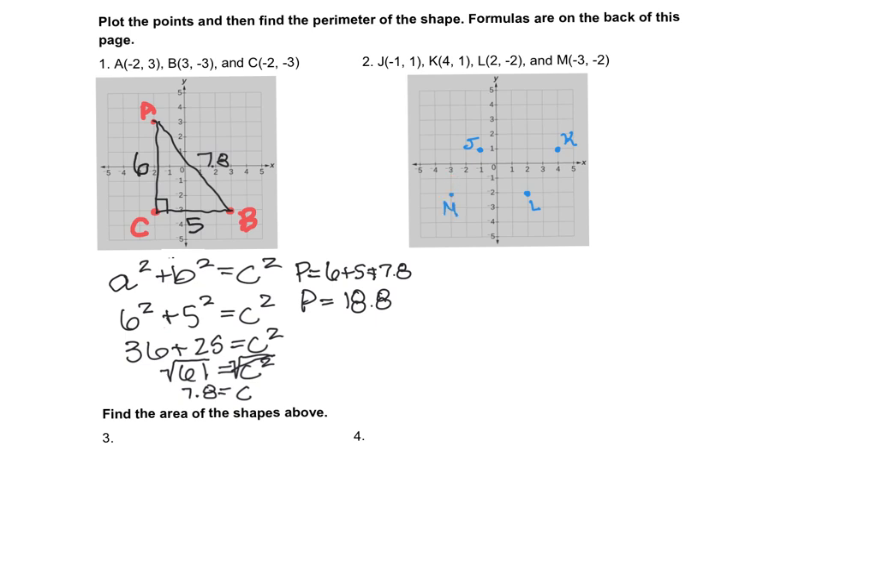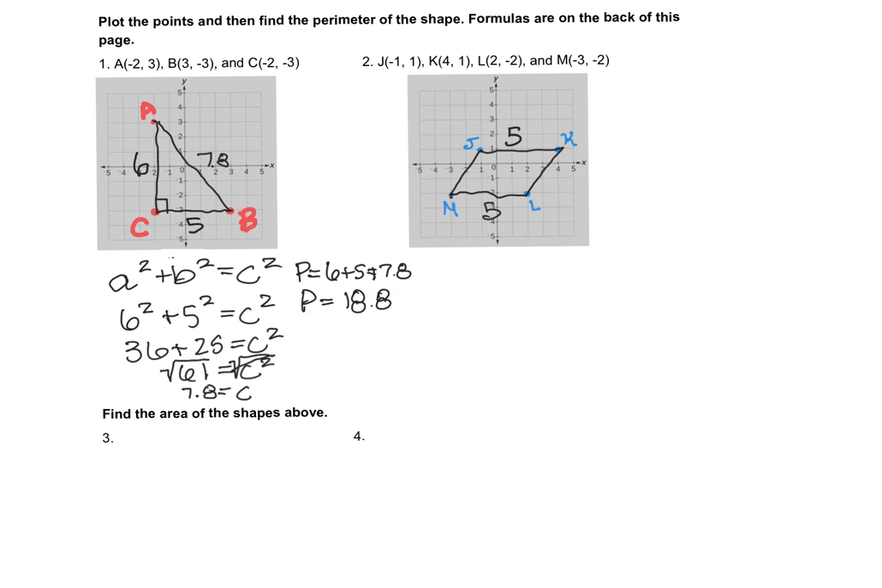Now we're going to connect those points. And now we're going to find the distance of those sides so that we can find the perimeter. So we're going to start counting from point to point. 1, 2, 3, 4, 5 for JK. And we can see it's the same from M to L.